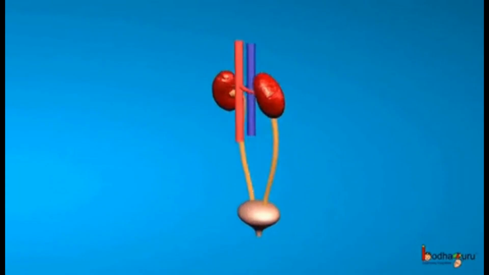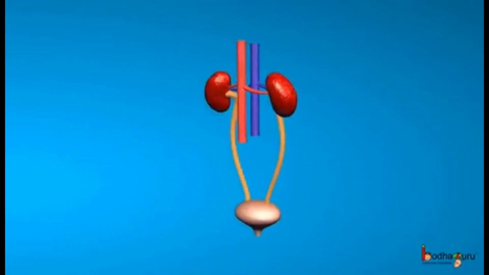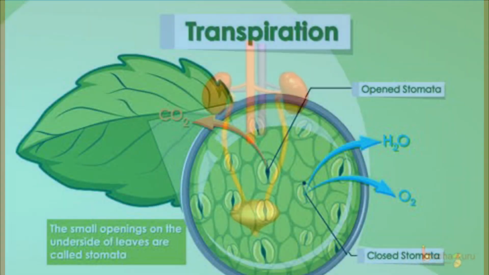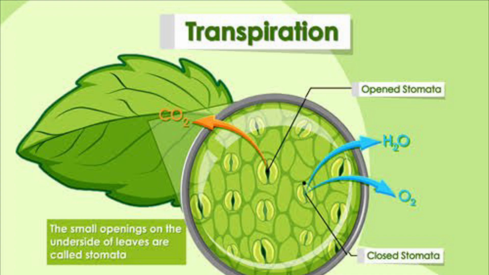Hello children, let's discuss the topic excretion. What is excretion? The process of removal of toxic waste from the body of an organism is known as excretion. The process of excretion takes place in both plants as well as in animals.